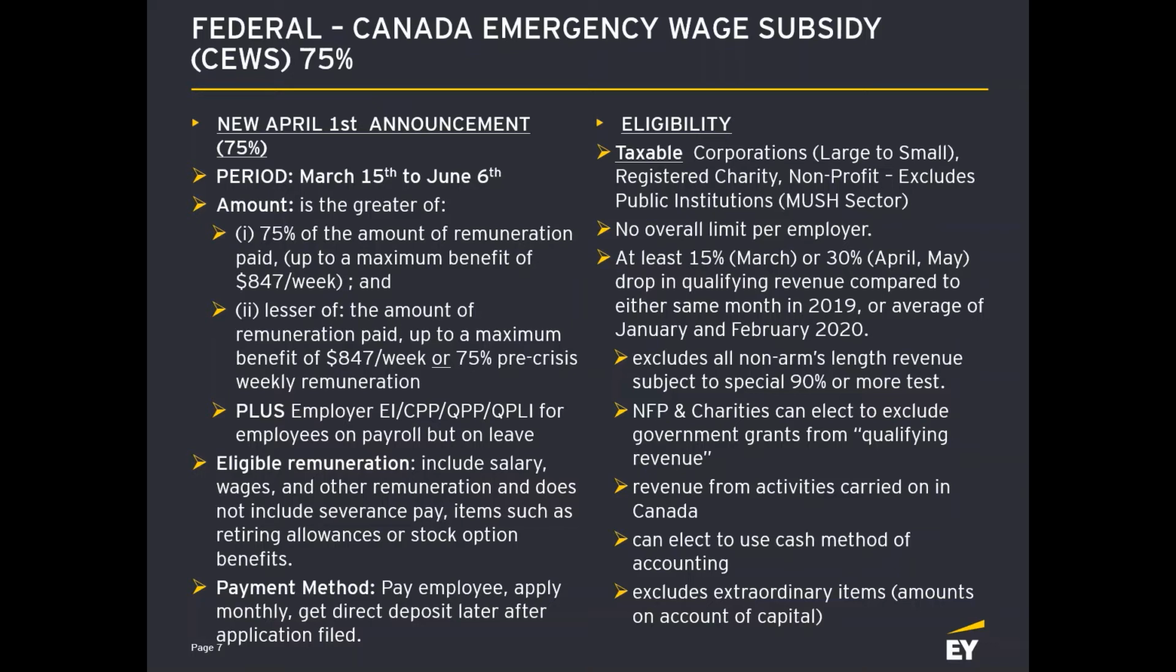Corporations large and small. And one thing to keep in mind is, unlike that 10% wage subsidy, with the 75% wage subsidy, there's no limit per entity, right? Remember, the 10% wage subsidy was capped at $25,000 total per employer. There is no dollar cap over here. The maximum is $847 per week per employee, or 75% of the baseline, but there is no dollar cap, right? So that's of interest to many.